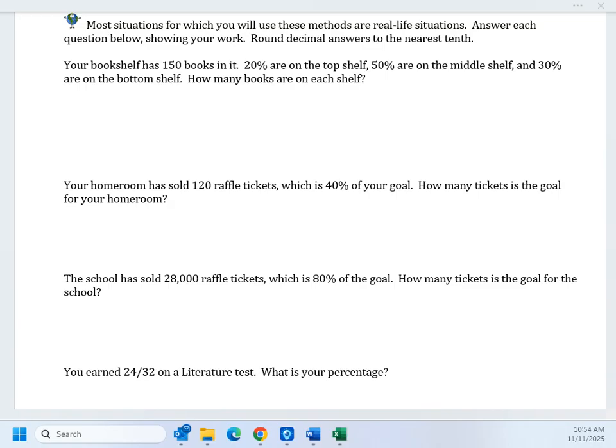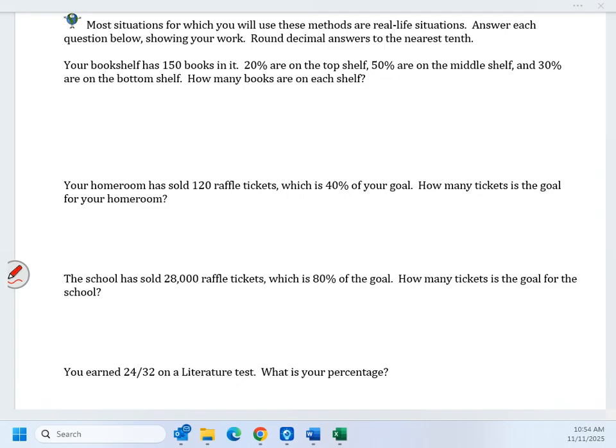Then put it into your calculator. You can't just go straight from there into the calculator. You have to write out what calculations you are doing. Some of these are multi-step. Your bookshelf has 150 books in it. 20% are on the top shelf, 50% are on the middle shelf, and 30% are on the bottom shelf. How many books are on each shelf?